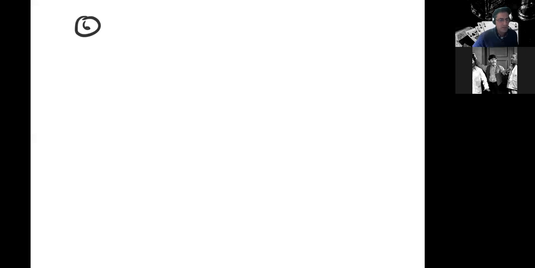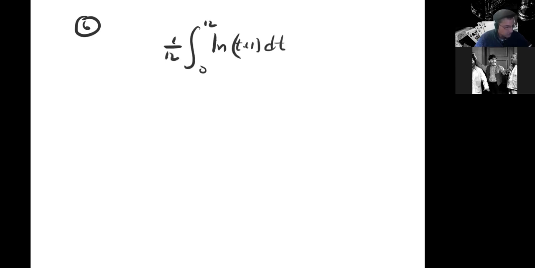Now we come to problem number 6, which is an average value question. And 6 hours, so 6 a.m. is the start time and 6 p.m. is the end time. And so we're trying to take the average temperature. So it's the integral from 0 to 12 of ln of t plus 1 dt, and it's 1/12 in front of it. That's the average value. So f average, t average is this.